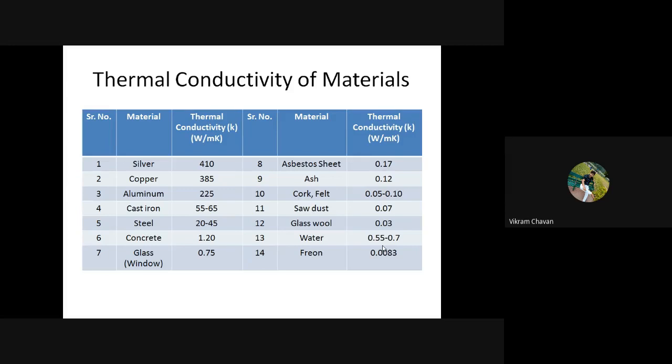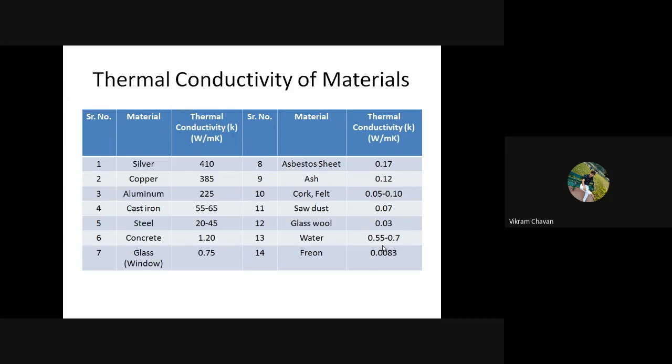Its thermal conductivity goes on decreasing. So it is a property of any substance, and it will be the same for a specific composition. It will not change. For a specific material with a specific composition, it will remain the same.